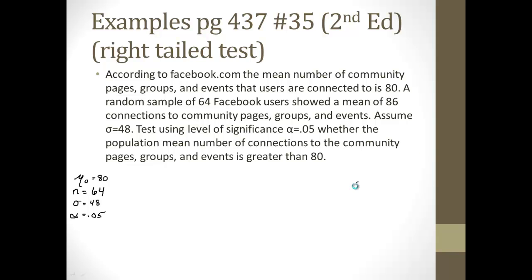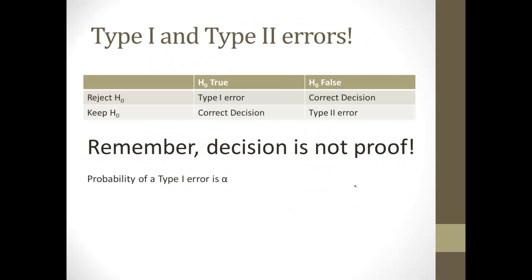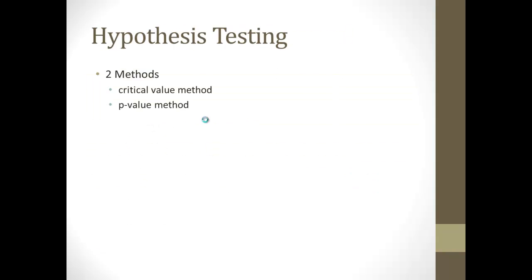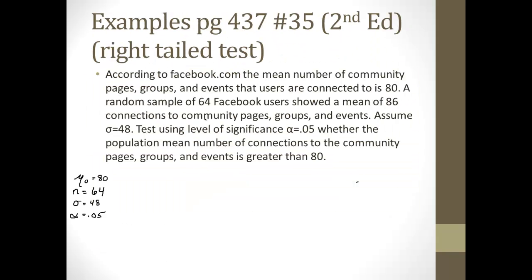So let's go back to our form for forming our hypothesis. This is a right-tailed test, so our hypothesis is going to look like this. Okay? So, I'm going to go write that down. Our hypothesis is H0: mu equals 80. HA is that our mu has increased from 80.